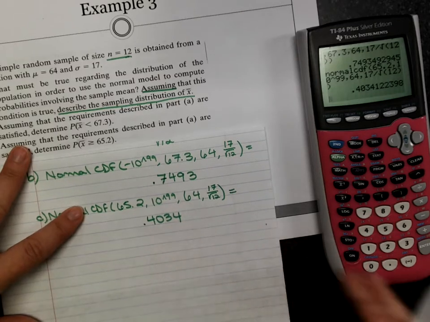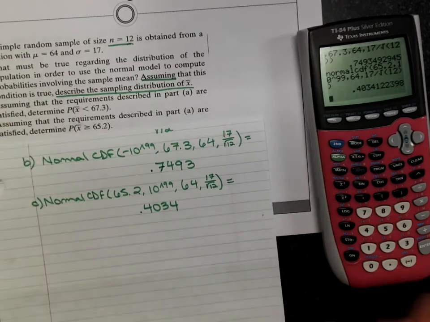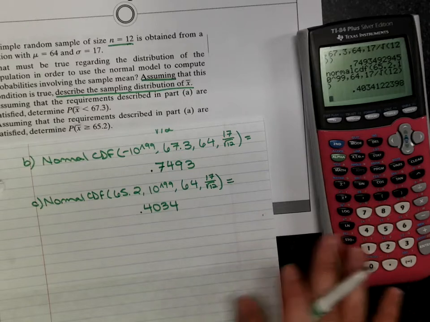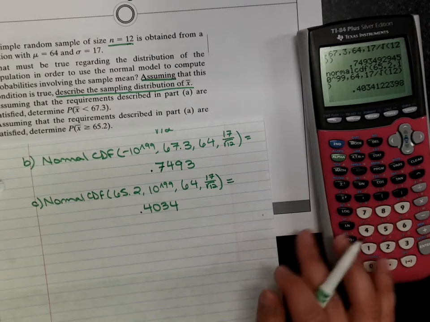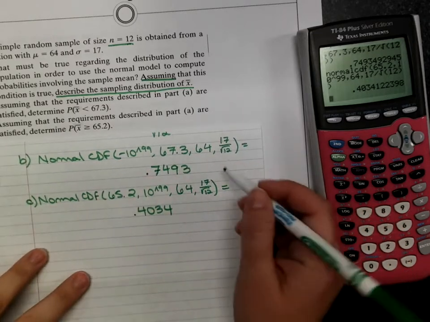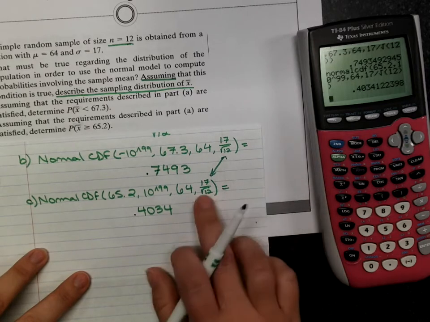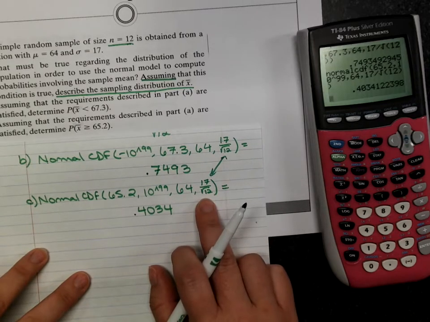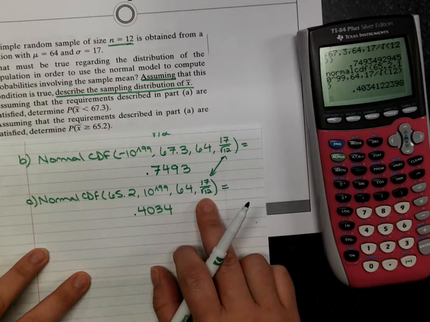So this runs just like Chapter 7, the normal CDF, the lower bound, the upper bound, drawing the curve, all of that is the same as Chapter 7. The only thing that changes is that we use an adjusted standard deviation based on the sample size. Other than that, it's just like Chapter 7.